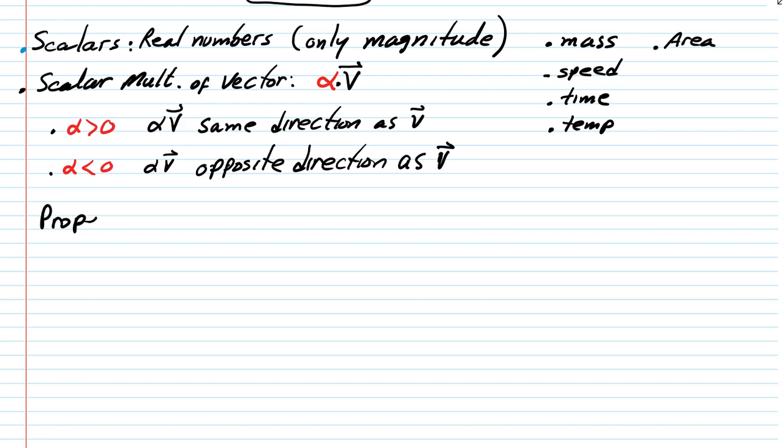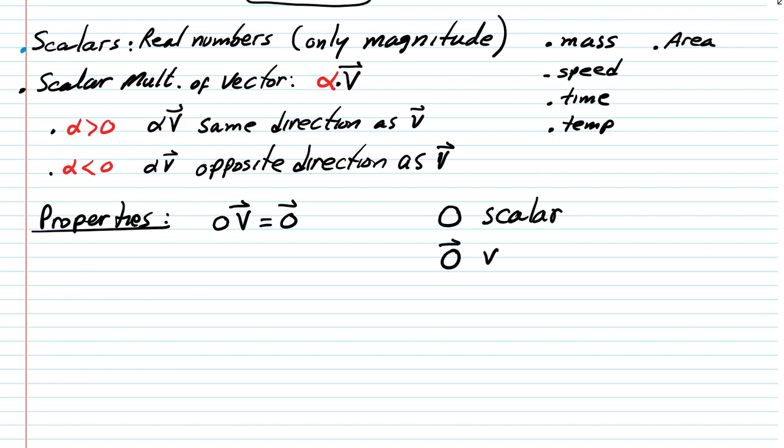Now let's take a look at some properties of scalar multiplication. The zero scalar times vector V gives you the zero vector. Notice, we have to be careful. We have two kinds of zeros in the field of vectors. Zero is a scalar, and we have a zero as a vector. See the difference between them?